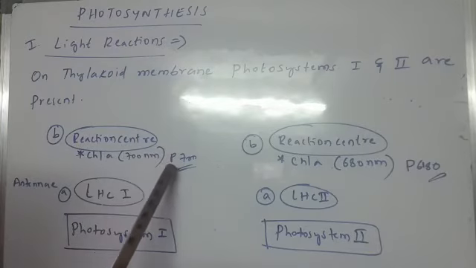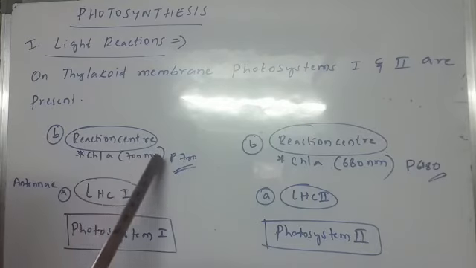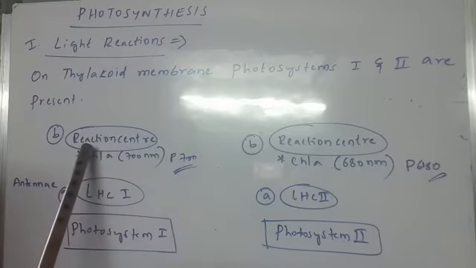So that is why we call it P700, pigment 700. Chlorophyll A is a pigment absorbing 700 nanometers of wavelength. This is the important pigment, and this forms the reaction center.